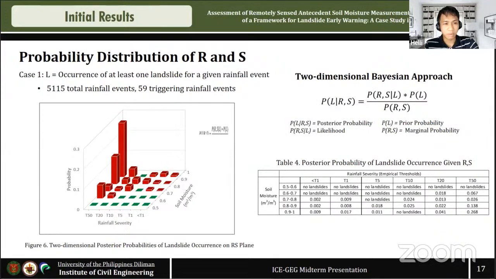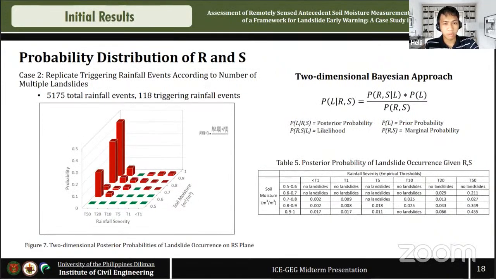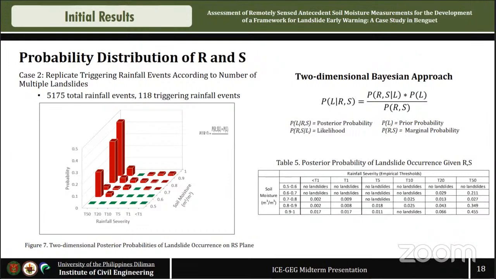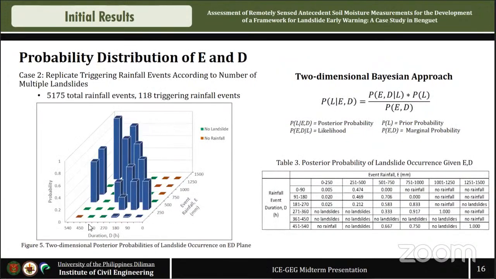What is the next part of your study? After this, I will be defining critical probabilities based on this probability distribution figure. And then I will determine the corresponding threshold categories for each range of soil moisture. Same goes with the probability distribution of E and D also. I will determine the critical probabilities and then determine the corresponding duration to the event rainfall, vice versa.